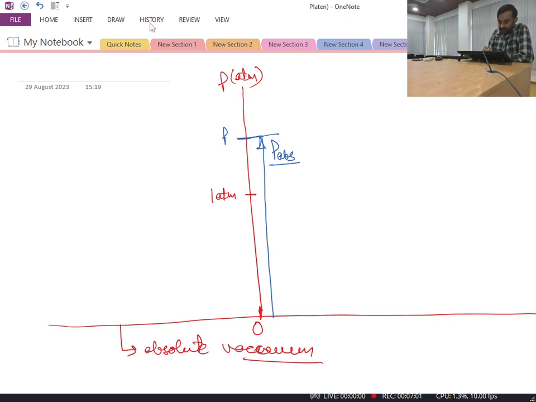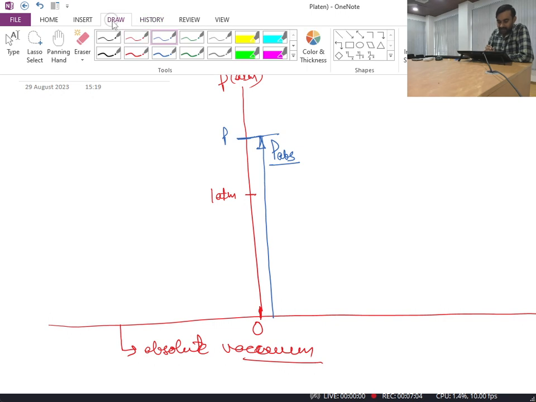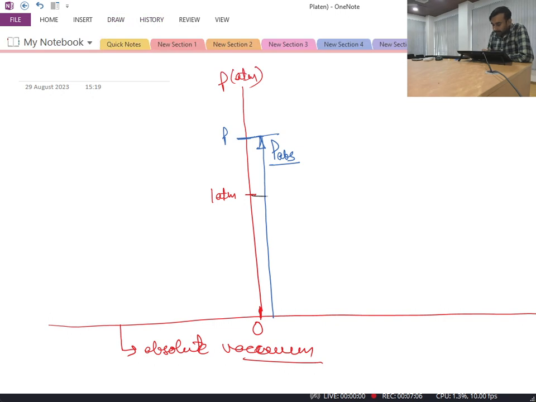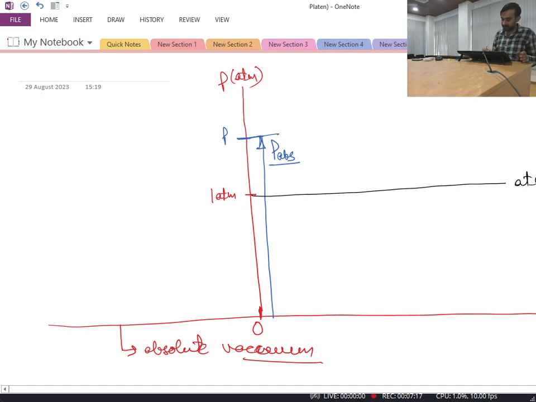Okay, and I also told you that I have one point over here, and this point is nothing but my atmospheric pressure, and this value of atmospheric pressure is also on our absolute scale. So if I write this, this value is nothing but P atmospheric, and this P atmospheric I am measuring on the absolute scale. Okay, so this is one very important point.